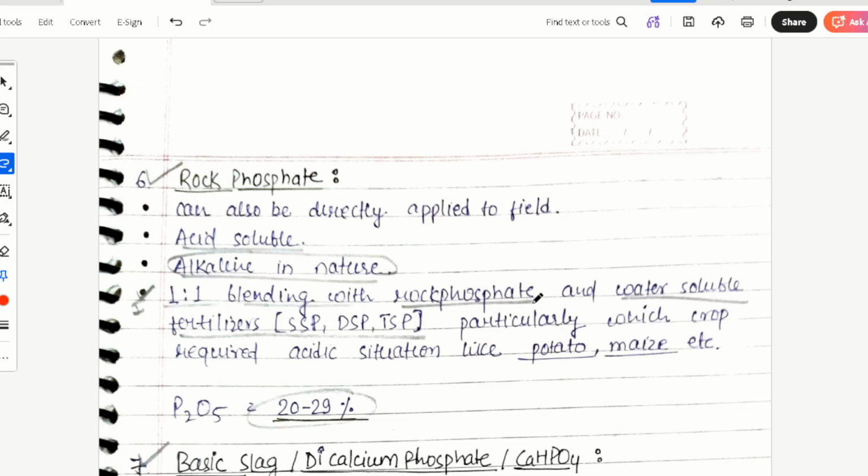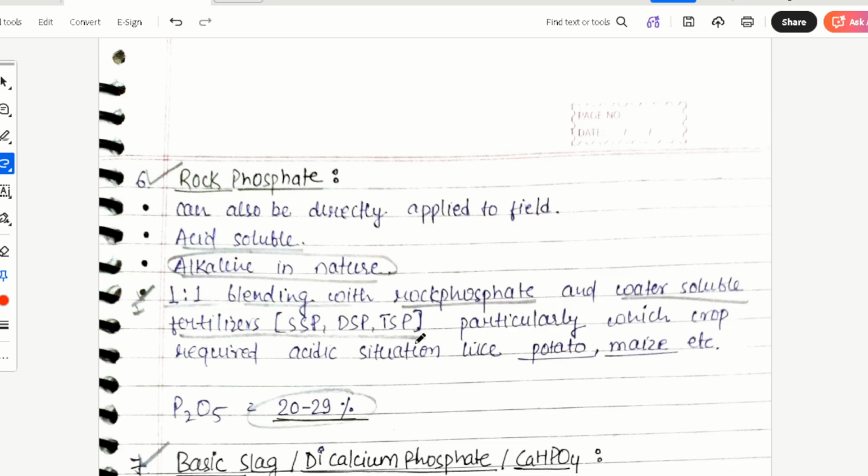The next one is rock phosphate. It can also be directly applied to the field, acid soluble, alkaline in nature. A 1:1 ratio blending of rock phosphate and water soluble fertilizer SSP, DSP, TSP is used particularly for crops which require acidic conditions, rice, potato, maize, etc. P2O5 is 20 to 29%.